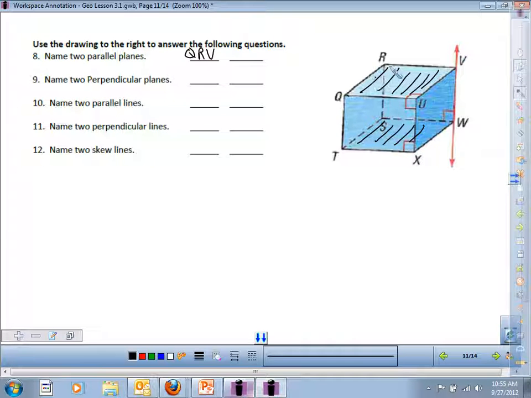So if we call this QRV, the parallel guy would be TSWX. Now remember, we only need 3 of those. So I'm going to go TSW. Those two are parallel planes.